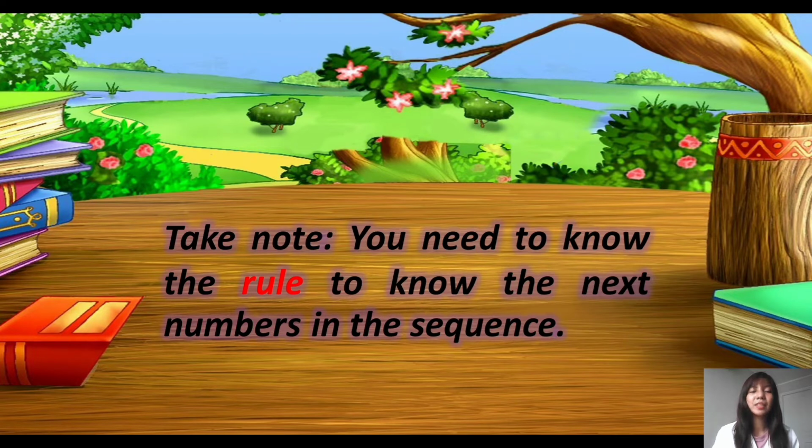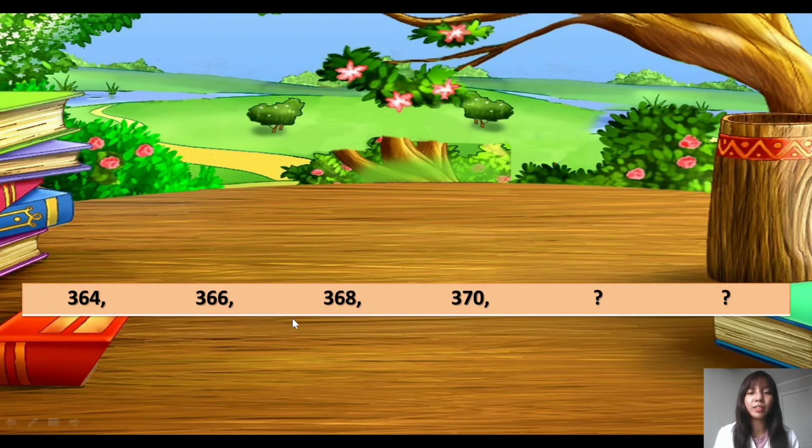Alright? So this is the example of the number sequence. So there are blanks that we need to fill in. Alright? So first we have the number 364, 366, 368, 370. So first step, we need to know the rule.